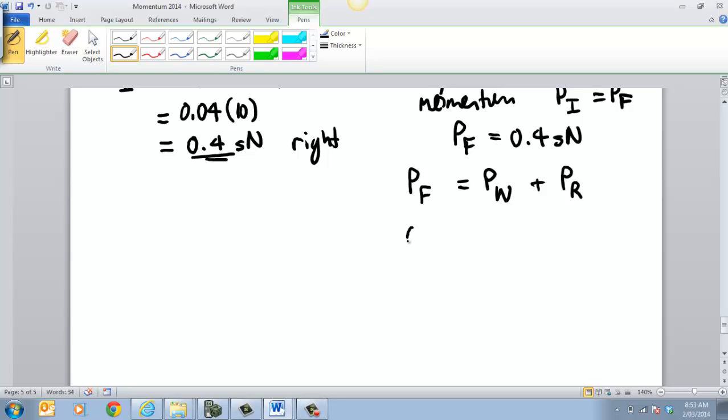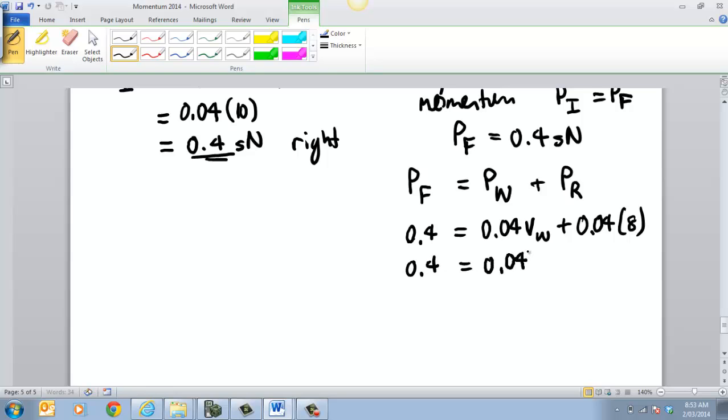So we know this is 0.4 kg m/s. We know this is 0.04 times the velocity of the white ball, plus 0.04 times the velocity of the red ball, which is 8, isn't it? So 0.4 is equal to 0.04 v_W plus 0.04 times 8, and 0.04 times 8 is going to give me 0.32.